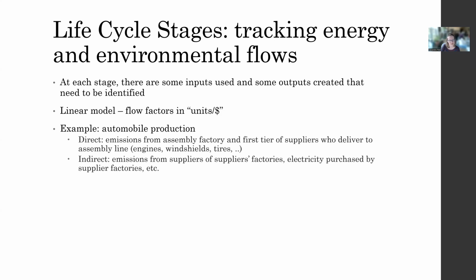So this is a part, well, for me, it gets a little bit cloudy, but basically they've created another vector, we'll say, could be a matrix, that's overlaid on top of the IO data that shows for each sector how many emissions you'd expect to see per dollar spend. And these can be direct emissions from the factory assembly or the first tier suppliers who are delivering to that assembly line in the case of the example of automobile production. And they can be indirect emissions like the emissions from suppliers of suppliers' factories or electricity purchased by those supplier factories, right? So because of the nature of the IO models, you have a very inclusive boundary condition where you can get to more of those indirect emissions just because they're inherently built into the model.